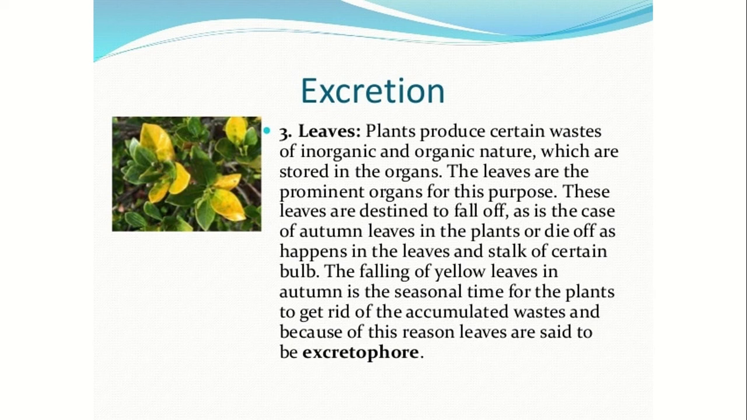So plants produce certain wastes of inorganic and organic nature which are stored in the organs. The leaves are a prominent organ for this purpose. These leaves are destined to fall off, just like the removal of waste, as in the case of autumn leaves in plants or the died-off leaves and stalks of certain bulbs. The falling of yellow leaves in autumn is a seasonal time for plants to get rid of all the accumulated waste. So it is a natural process in plants at some seasons to shed all their leaves. It is a method of leaving all excretory things or waste products out of the body.